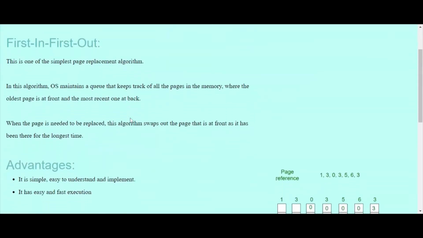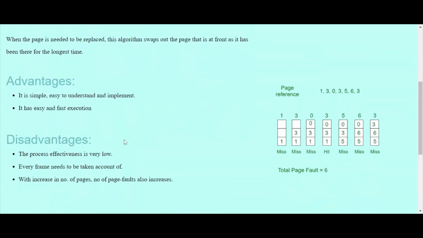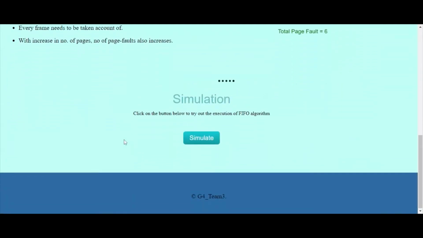Now for FIFO, this is one of the simplest page replacement algorithms. In this algorithm, OS maintains a queue that keeps the track of all the pages, where the oldest page is in front and the most recent one is at the back. So when a page needs to be replaced, this algorithm swaps out the page at the front as it has been there for the longest time. So the first one which comes is the first one that goes out. It has a few advantages and disadvantages which are written here on the website, as you can see.